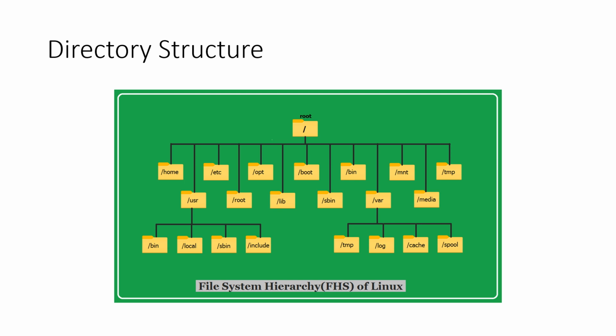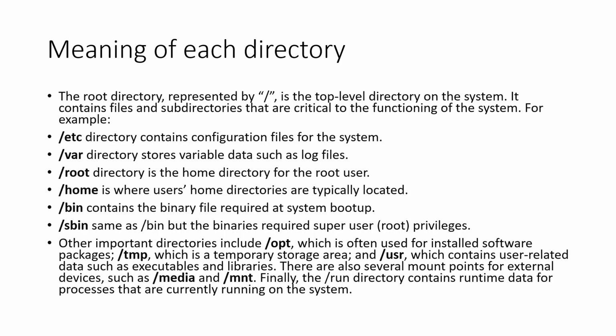So this is the Linux directory structure. It starts with the root slash. Under root we will have these directory structures, as you can see in the picture: slash home, etc, boot, bin, mnt, tmp, and so on. This is basically the file or directory structure. Let us know about each directory, what it is doing and what it means. We'll start with the root directory.